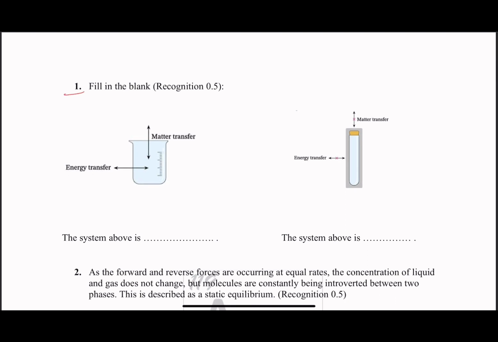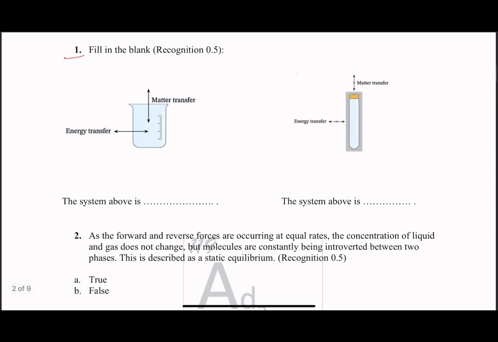So in the first question, I am talking about kinds of systems. We have covered this in our PowerPoints that the system where there is energy transfer and matter transfer happening is called an open system. And the system where there's no energy transfer or matter transfer is called an isolated system.